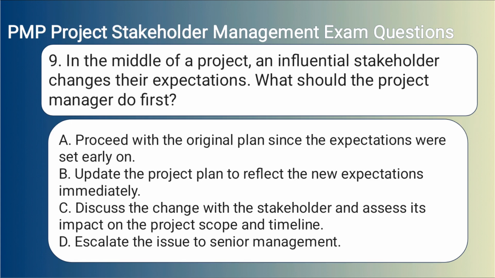9. In the middle of a project, an influential stakeholder changes their expectations. What should the project manager do first? A. Proceed with the original plan since the expectations were set early on. B. Update the project plan to reflect the new expectations immediately. C. Discuss the change with the stakeholder and assess its impact on the project scope and timeline. D. Escalate the issue to senior management.